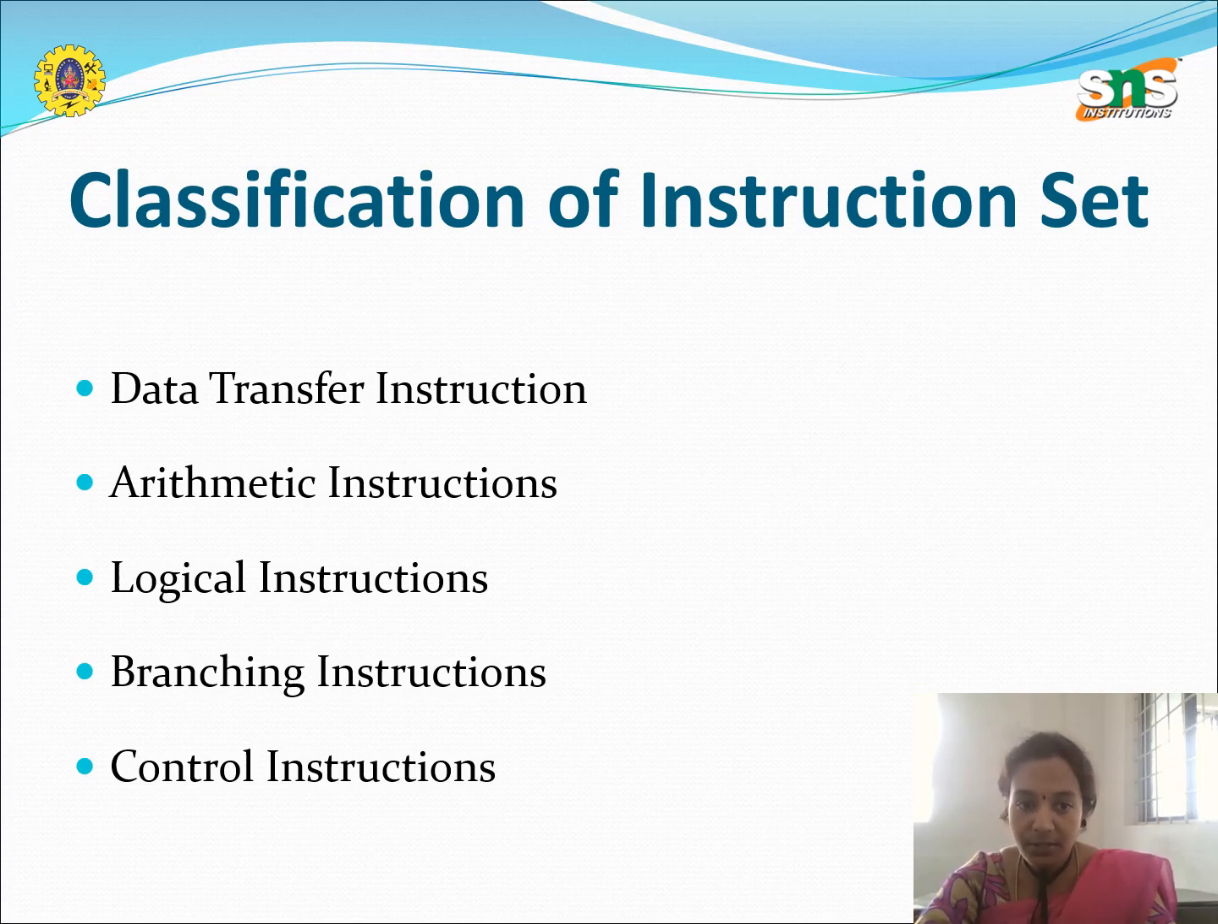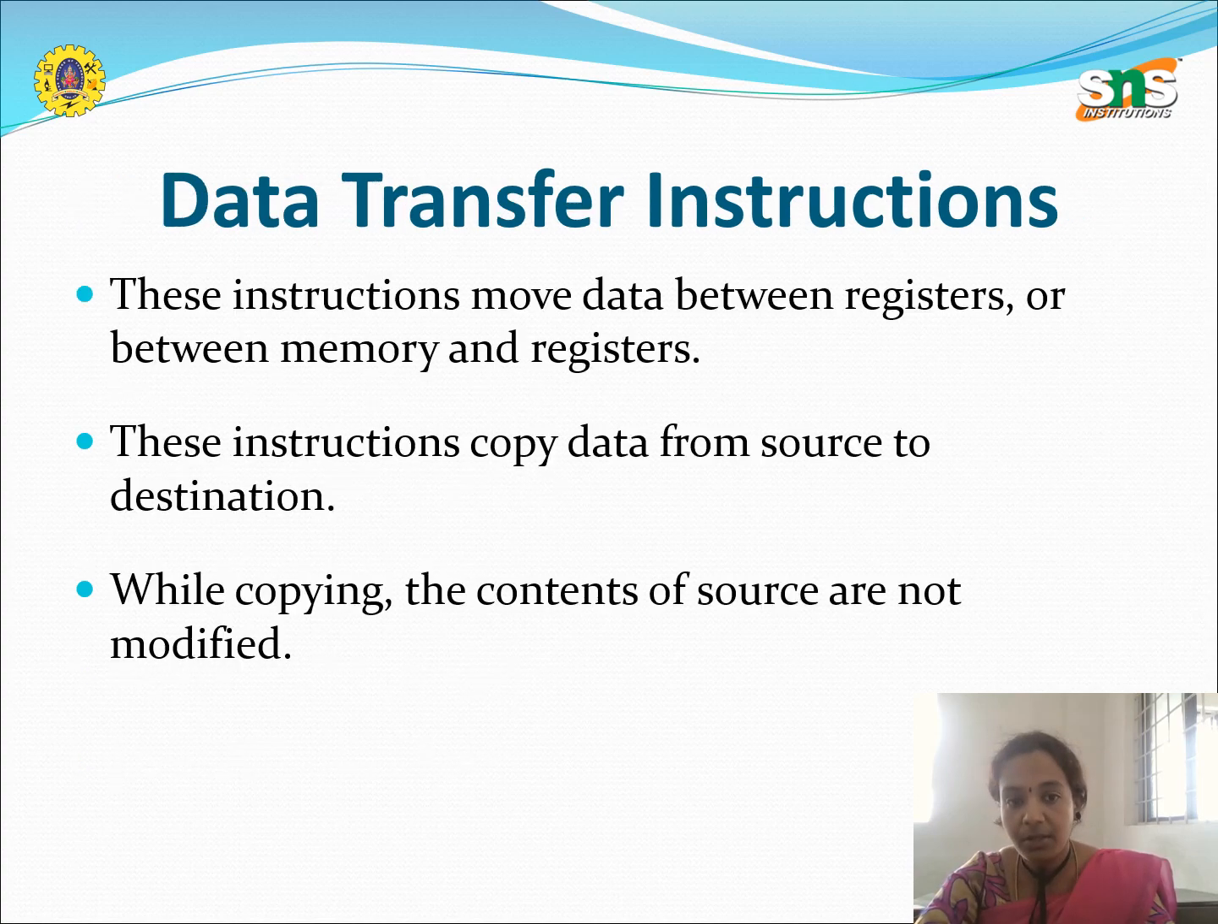Classification of instruction set. These are the types of instructions which we have in the microprocessor. The first one is data transfer instruction, then arithmetic instruction, logical instruction, branching instruction, and the control instruction. The first one is data transfer instruction. These instructions move data from one register to another register or between the memory and the registers.